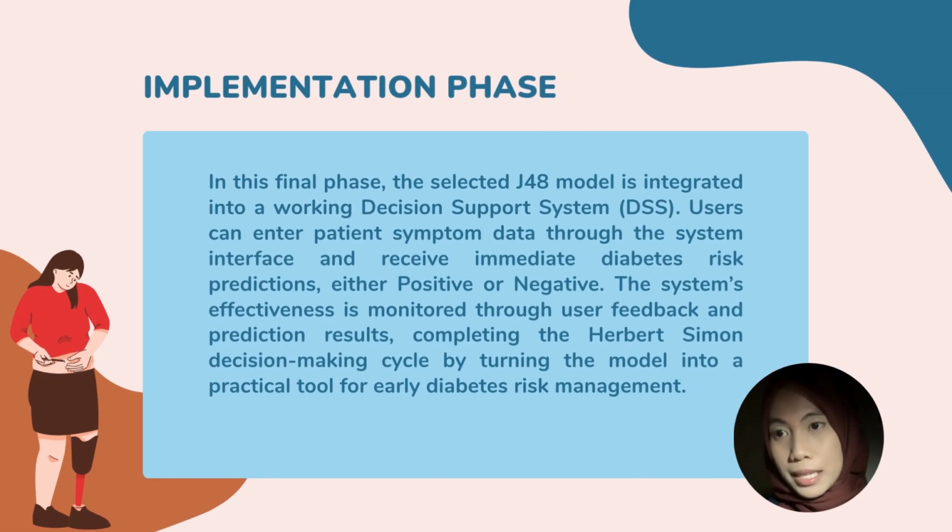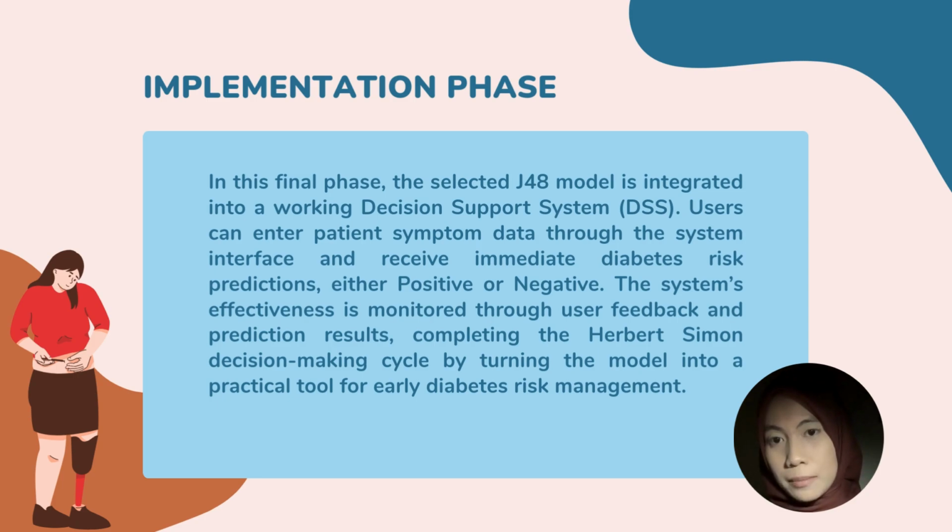In this final phase, we integrate the selected J48 decision tree model into a fully working decision support system. Through the system interface, users are able to enter patient symptom data such as age, gender, polyuria, and polydipsia. Based on the input provided, the system automatically generates an immediate diabetes risk prediction, which is classified as either positive or negative. The effectiveness of this system is monitored through prediction results and user feedback to ensure that the system produces accurate and reliable outcomes.